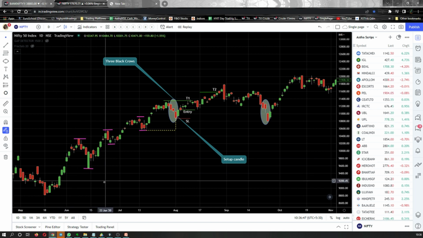So let's say the move, let me bring in the pen, from here to here is 10 rupees. So the retracement that happened from here to here should not be more than 10 rupees. It should be less than 10 rupees. Let's say maybe 5 rupees.